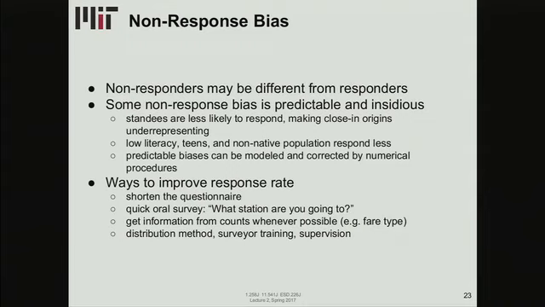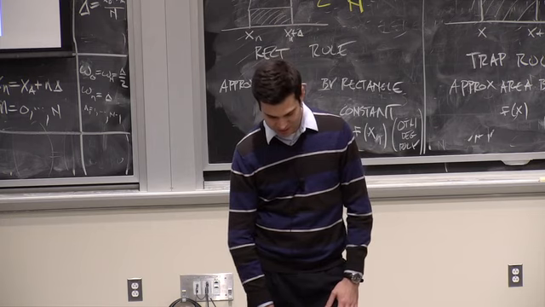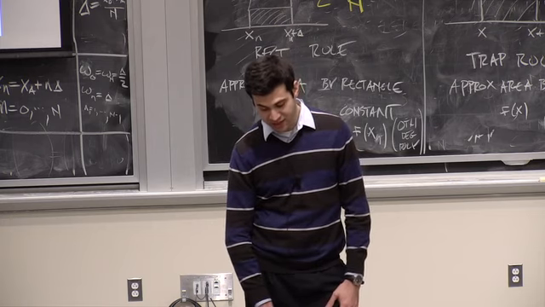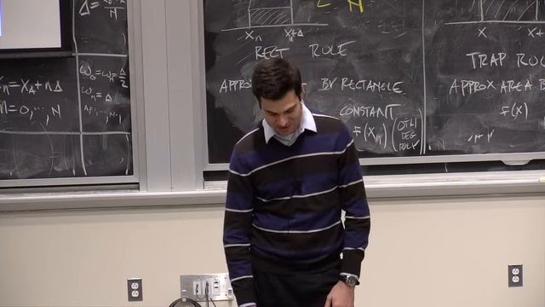You can do a quick oral survey. That's what we're going to do for this homework. You can try to get information from automatic sources whenever possible. So if you have an AFC system, let's not collect boardings because we know that. And then, of course, some training and just being kind and having supervision helps a lot.